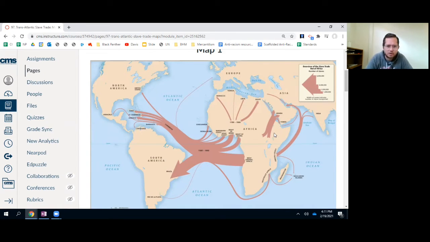But the main focus here, if you're looking, is the arrows. So we go over here to the key. Overview of the slave trade out of Africa, that would be the title of the map. Number of slaves is represented here. So if I'm looking at this, the width of the routes indicates the number of slaves transported.